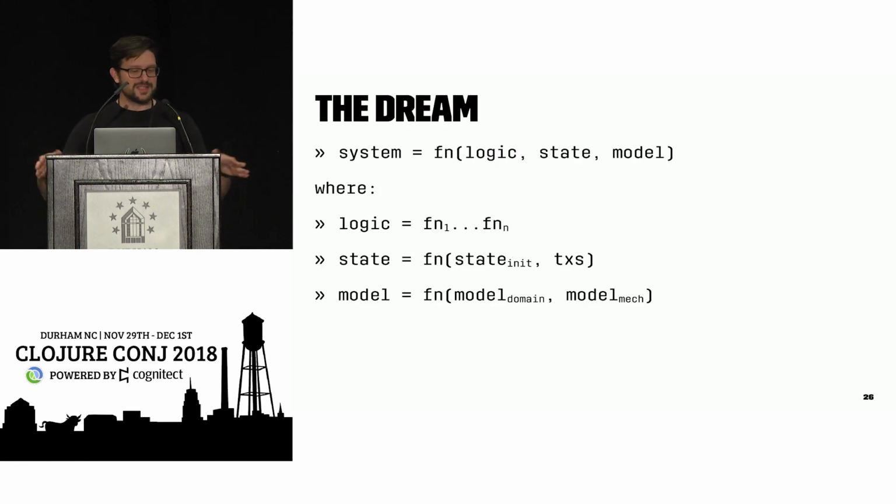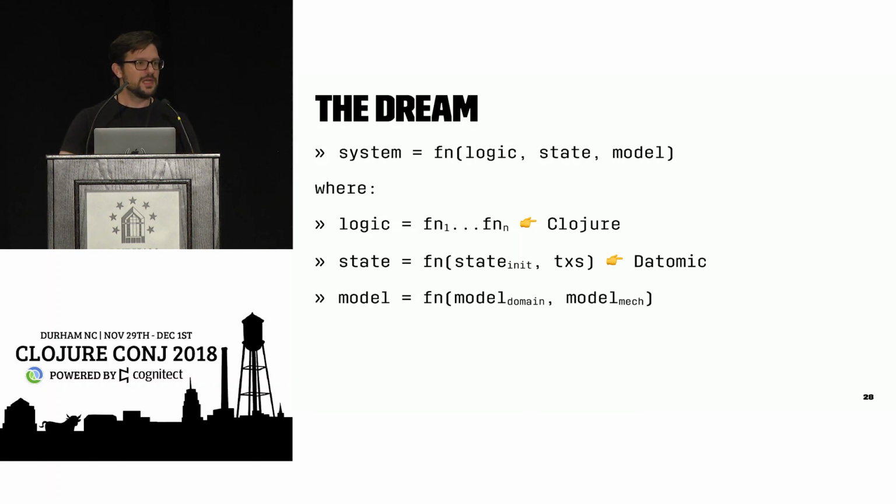So the dream for me is like, again, a system would be a gigantic function of logic, state, and model. Logic, a collection of functions; the state, initial state and the transactions; model, the domain proper, and mechanical. And for us, of course, it's a Clojure conference. Functions, we're just talking about Clojure itself. Clojure is amazing to do that. For state, my personal preference has been Datomic because it represents the data exactly like this. It doesn't have to be, but it fits within my dream.